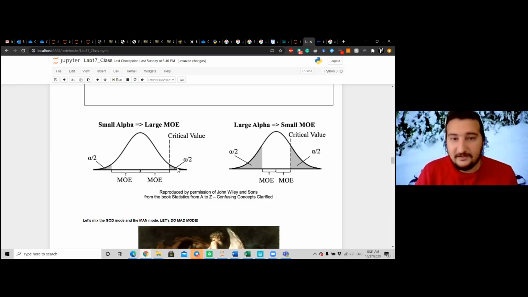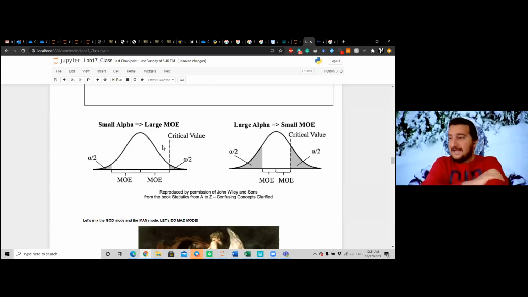Naturally, if we increase the size of alpha, we will have a smaller MOE, as you can see by comparing the plot on the right and the plot on the left. Smaller alpha, larger MOE. Bigger alpha, smaller MOE.